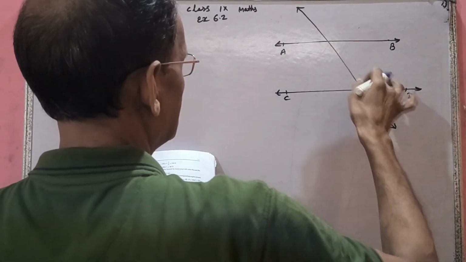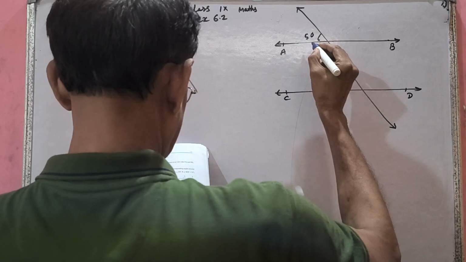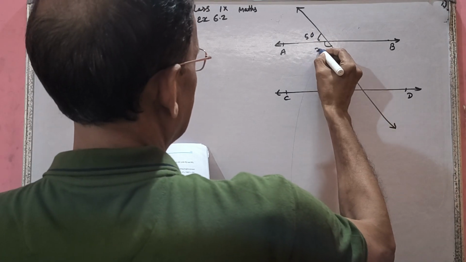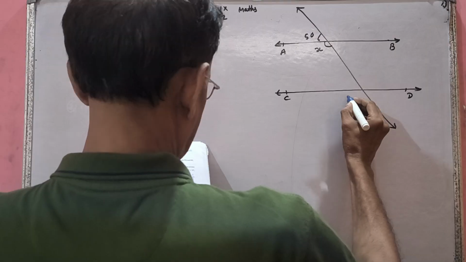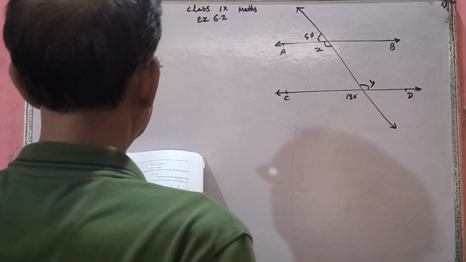This is given, this line name is not given. This angle is given 50 degree. This angle they are saying X. This angle is given 130 degree. This angle is given Y.